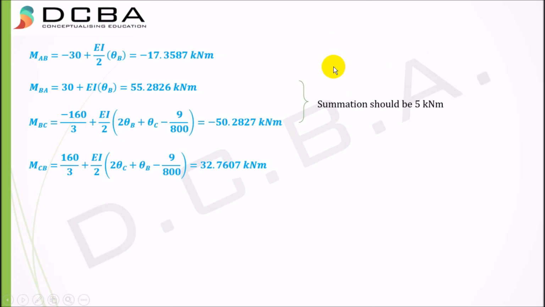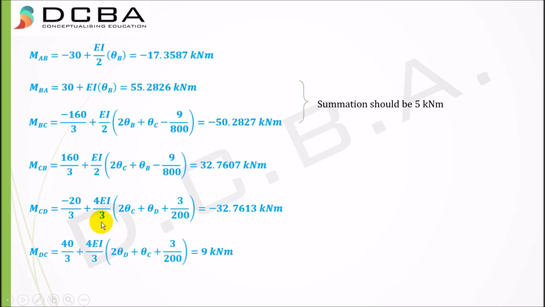MCB is 32.7607, MCD is minus 32.7613. Now these two have to be equal. Okay, they are almost equal and they have to be opposite in nature. So if this is plus, this is minus. MDC is 9 and MD is minus 9. Again, these two have to be equal and opposite in nature.